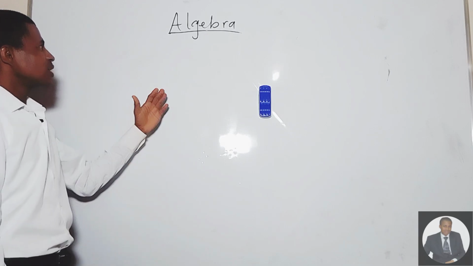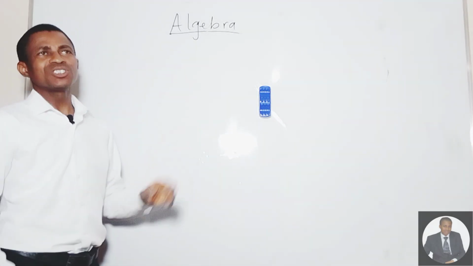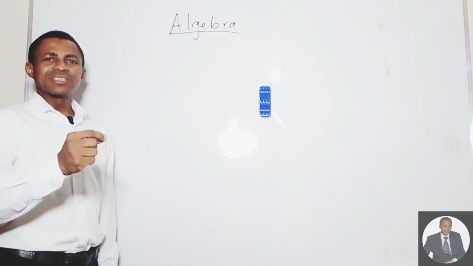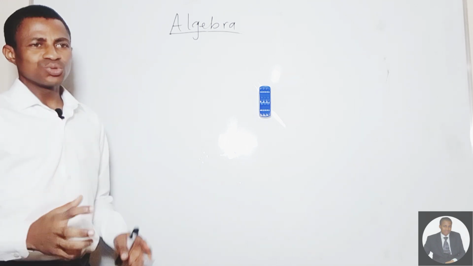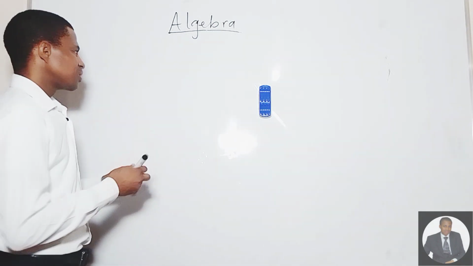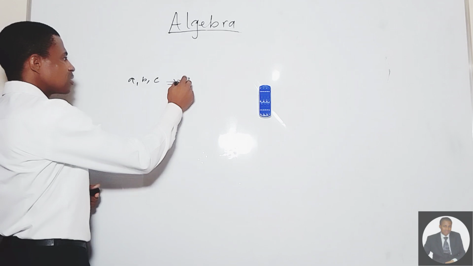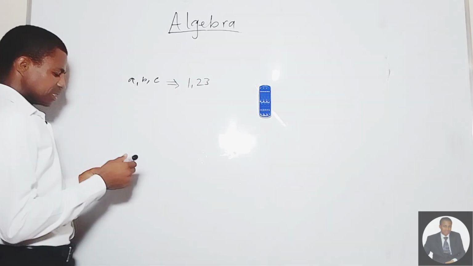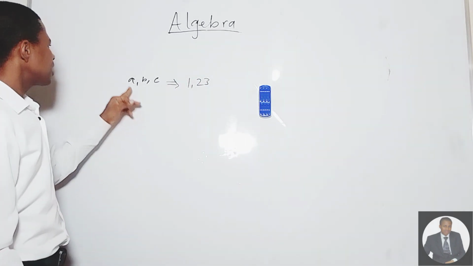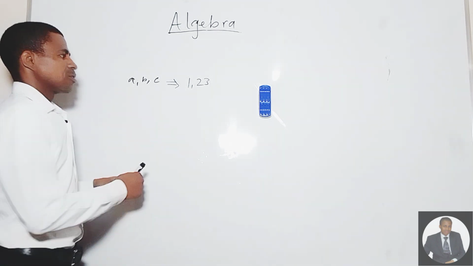You are welcome to another math class. Today we'll be talking about algebra. What's algebra? Algebra is using letters of the alphabet to represent numbers. Letters of the alphabet A, B, C. We want to use it to represent numbers. And the easiest way to do this is to ascribe a number to a particular letter of the alphabet.